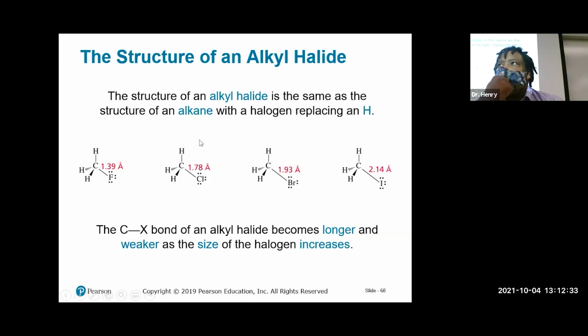A chair conformer only works for those like the hexanes, right? It'll work for even-numbered ones, but not odd-numbered ones. Butane is just a square. Hexane will work for that. Octane, it'll work for that.